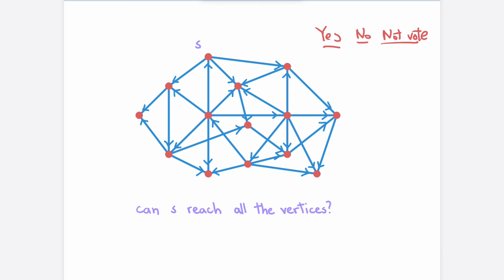Now, some people are still looking, so no rush. All right, ready to vote? Okay, so first of all, who's not voting? One. Okay. Who thinks that S can reach everyone? Okay, I'll put that at about 9%. And then who doesn't think it can reach everyone? That's most of you.